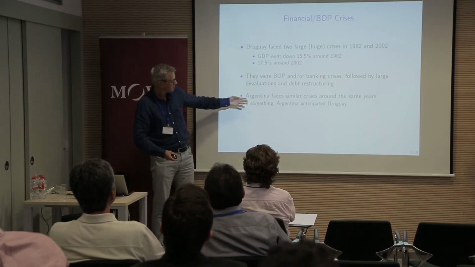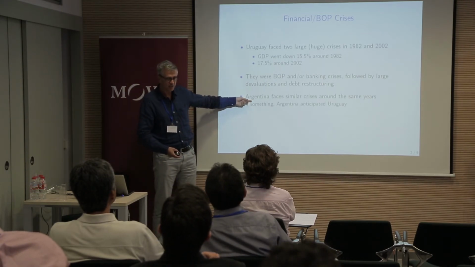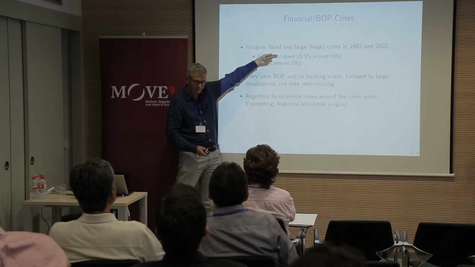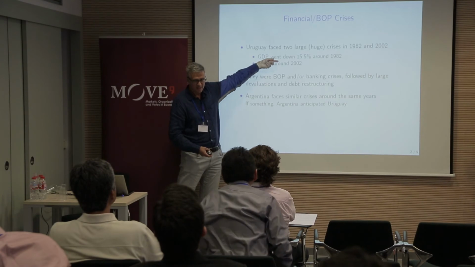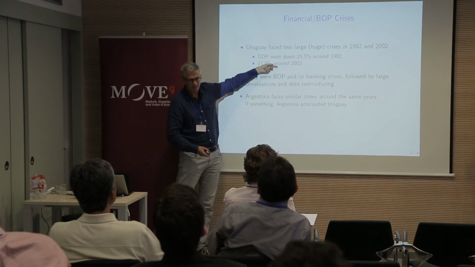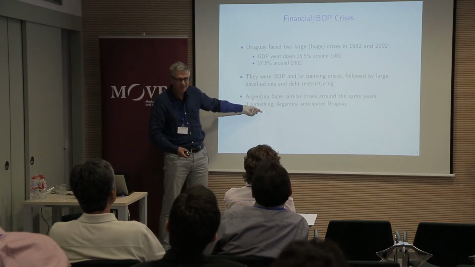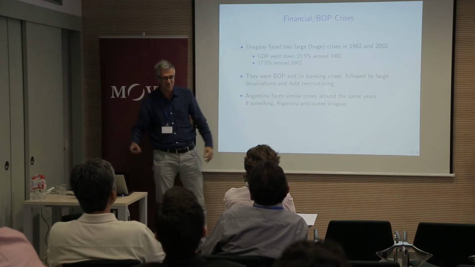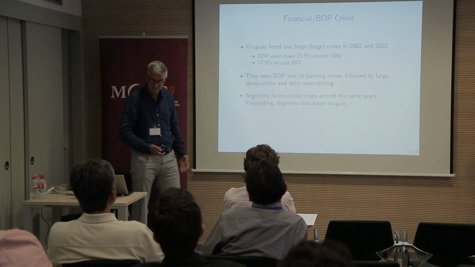But what's interesting is that if you look at Argentina, Argentina faces huge crises around the same dates. GDP went down by numbers of the same order, but anticipating Uruguay. Then I think it took place in Argentina, and then they crossed the Plate River.